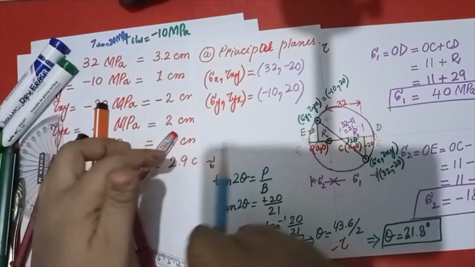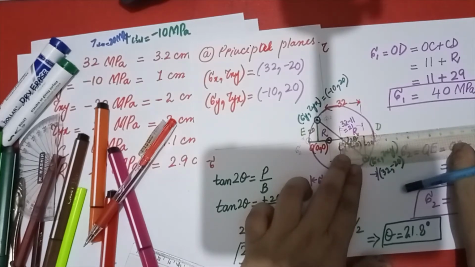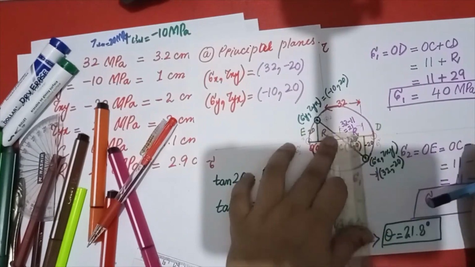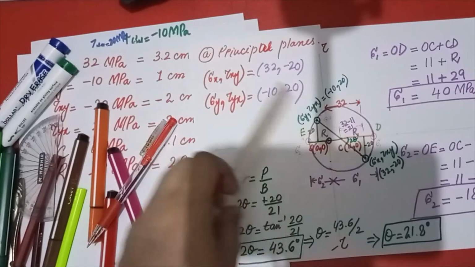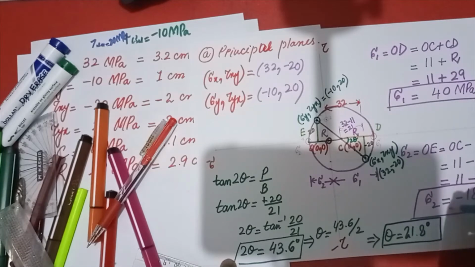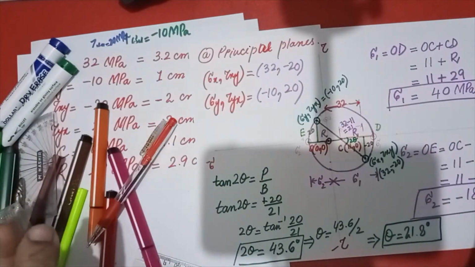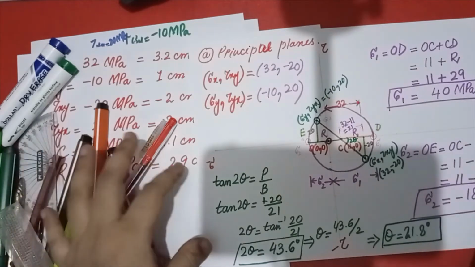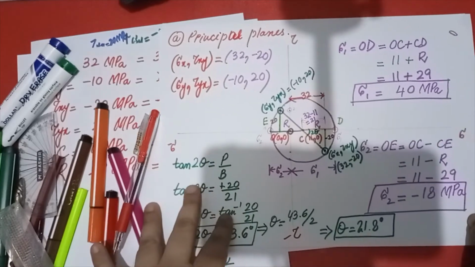And one more thing I want to tell you, you can verify your answer by measuring whether it is coming out to be 20. It is 21, so it must be 22.1 centimeter. It is coming out exactly, and this should be 2 centimeter, and yes, it is 2 centimeter. So you got your theta, you got sigma 1 and sigma 2. Keep in mind that when you are solving for the principal planes, your shear stresses must be 0 here. So now I am going to make the differential element for part A.